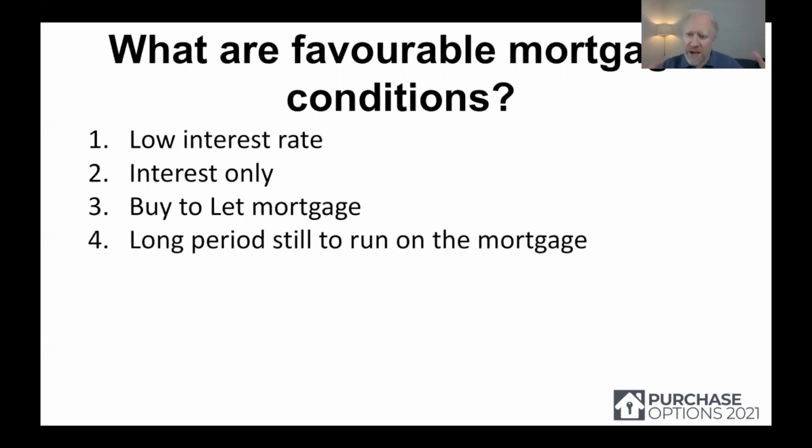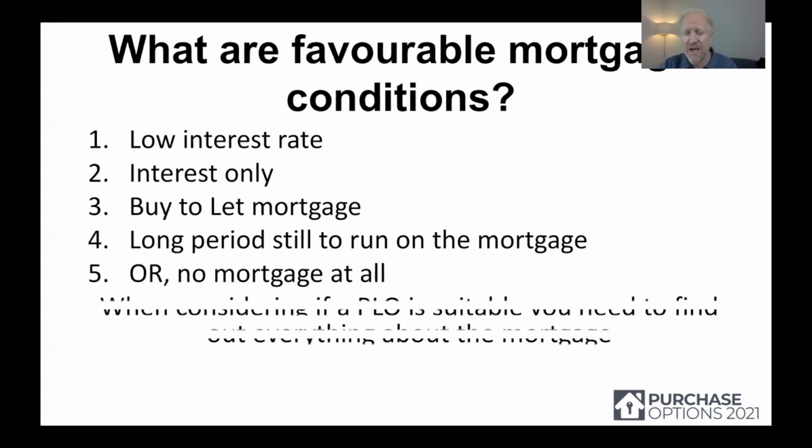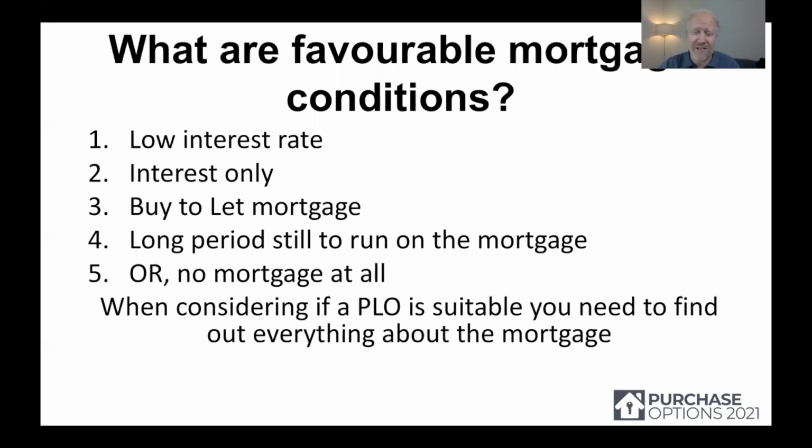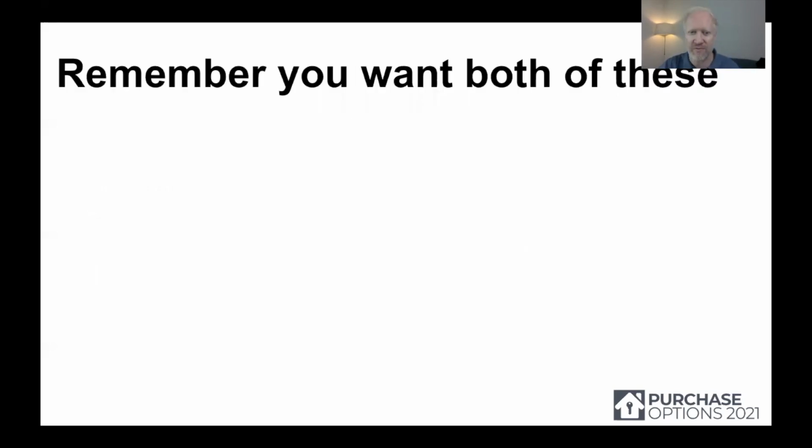We want a long period left on the mortgage because if the mortgage is due to be paid back in 2 years, we can't get a 3 or 5 year option on it, obviously. Or maybe there's no mortgage at all. So we're looking for these favorable mortgage conditions. And by the way, if we want to do a purchase option, we need to understand everything about the mortgage. The best people to get the ideal mortgages from are landlords. Landlords probably have a low interest rate, probably interest only, should be a buy-to-let mortgage, and they might have a long time left to run on the mortgage.